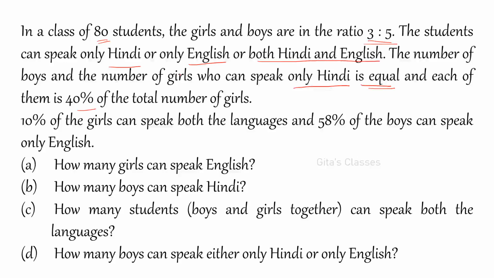What is given? Listen carefully. The number of boys and the number of girls who can speak only Hindi are equal. They are equal. And each of them is 40% of the total number of girls. Okay. And 10% of the girls can speak both the languages and 58% of boys can speak only English. These are the given data.